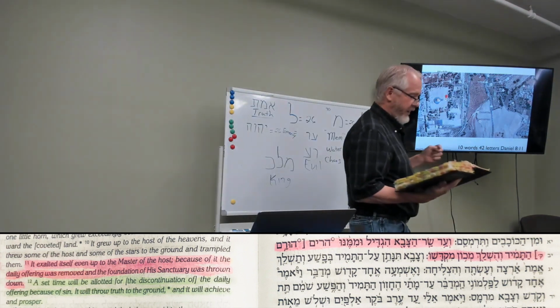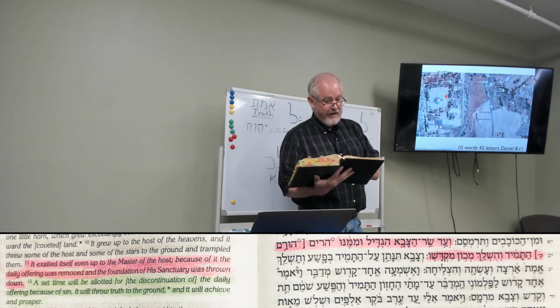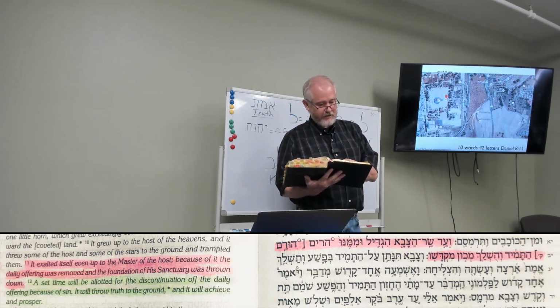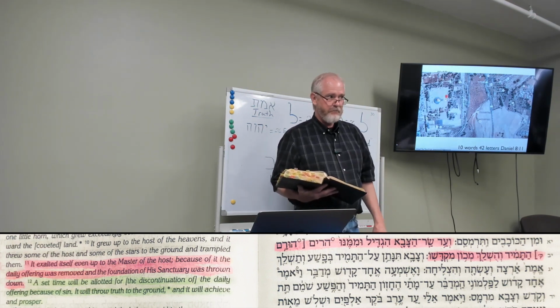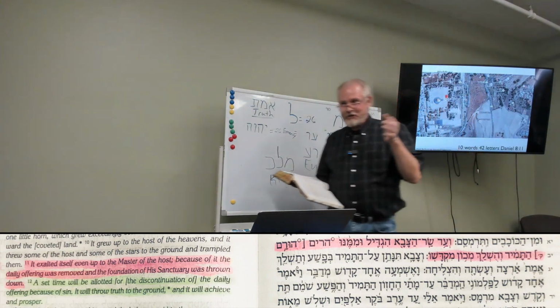That verse there has 10 words and 42 letters in the Hebrew. It says, "It exalted itself up to the master of hosts. Because of it, the daily offering was removed, and the foundation of the sanctuary was thrown down." That was right on the money through 10 words, 42 letters.